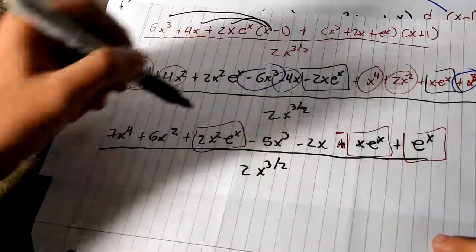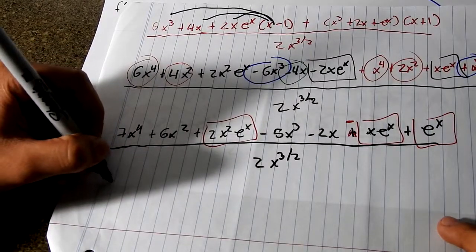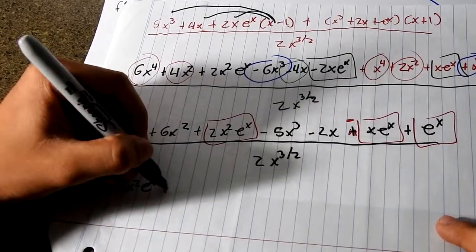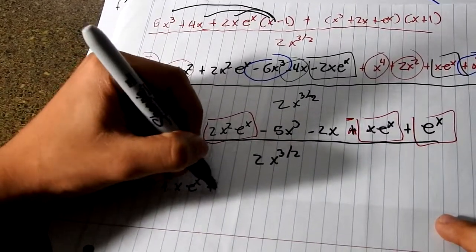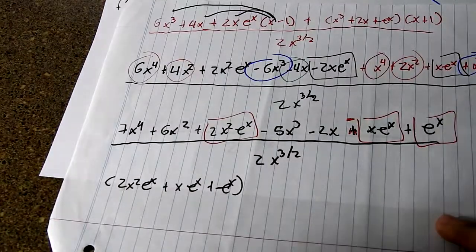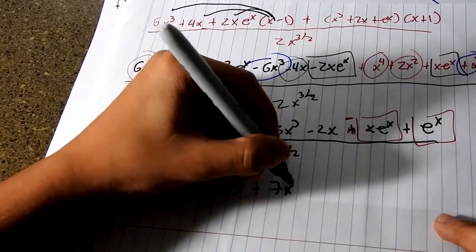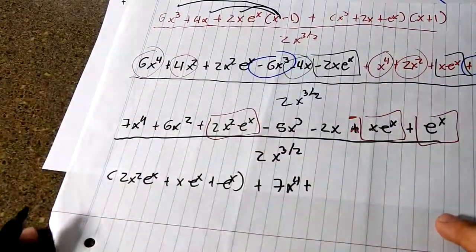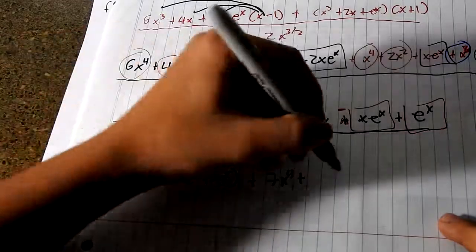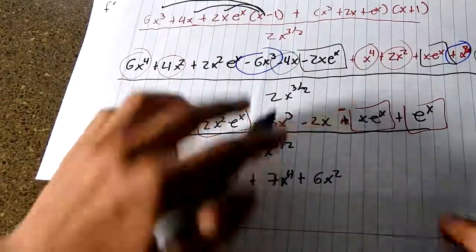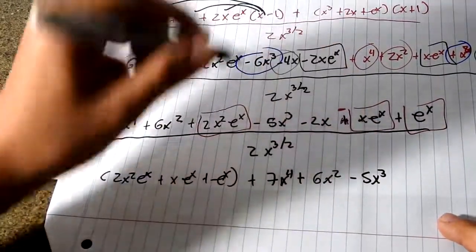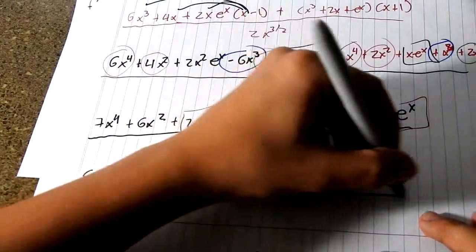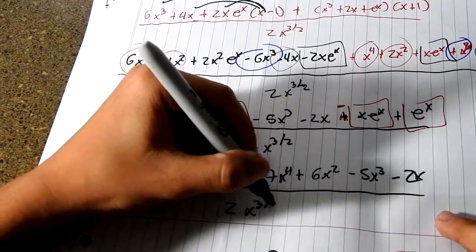So we're going to group all the terms that have e to the x. So we're going to have 2x squared e to the x plus x e to the x plus e to the x plus 7x to the 4th, and then I'm going to add all of these remaining terms, plus 6x squared minus 5x to the 3rd minus 2x over 2x to the 3 halves.